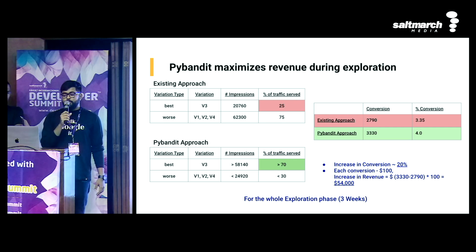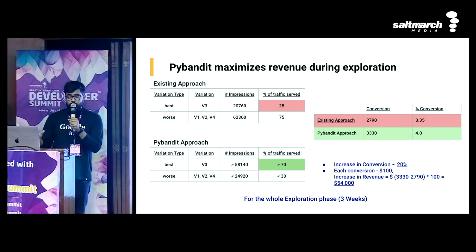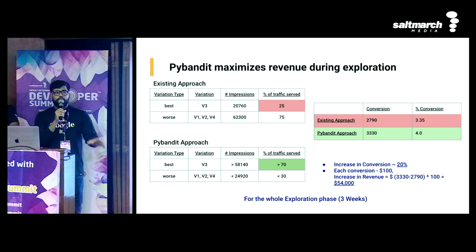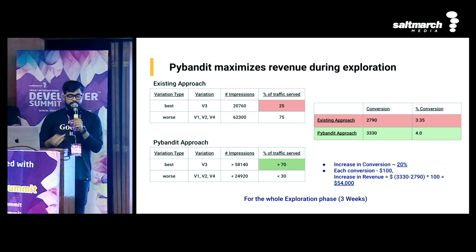But in the existing approach, only 25% of the consumers get to see the better variation, and the conversion rate is also low. Here we can see that the Pybandit approach enjoys 20% more conversions than the existing approach. Now imagine for each conversion you get $100 in revenue. If you use Pybandit, you will end up enjoying $54,000 more revenue than with our existing approach.